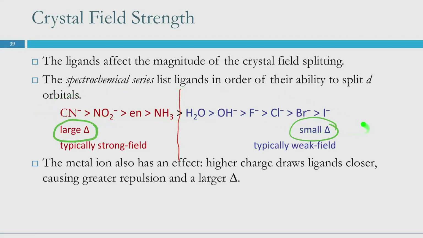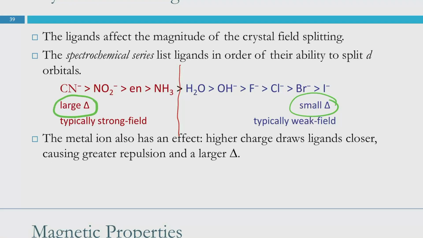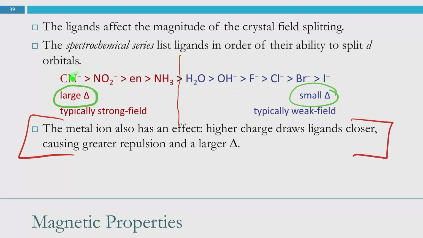I don't know if you're expected to know the spectrochemical series for an ACS exam, for example. I would hope that they'd give it to you. So conceptually, this metal ion part is important. There's some relationship, like our halogens are all weak field, and they're in order of size. The bigger it is, the further away it is going to be, and the smaller the repulsion is going to be. Maybe one way to think of it.